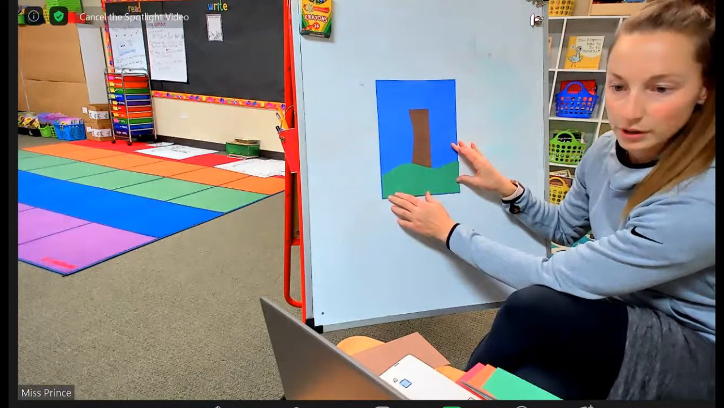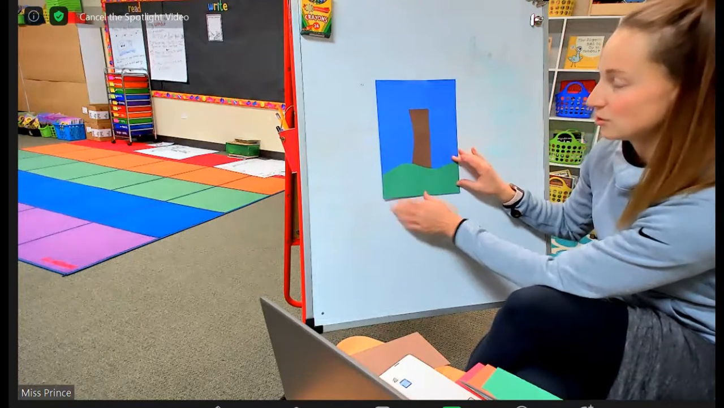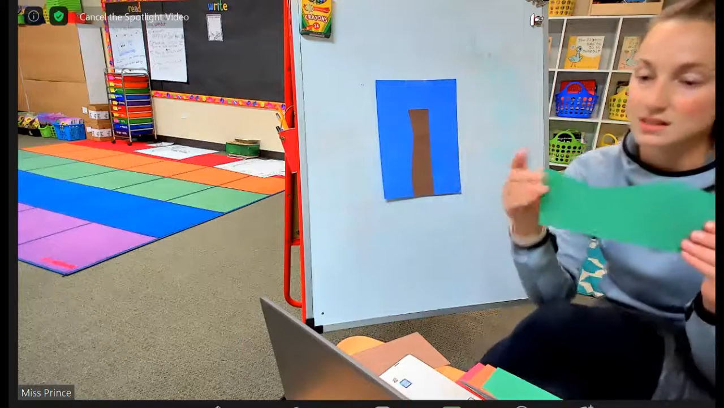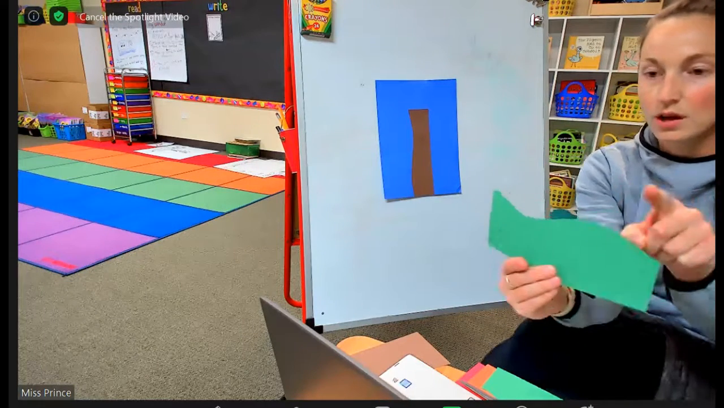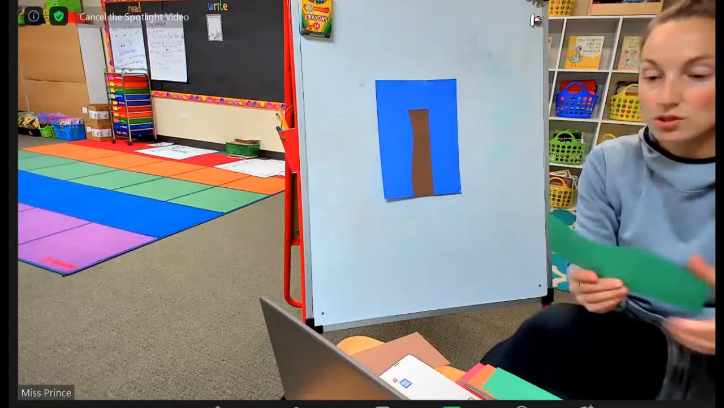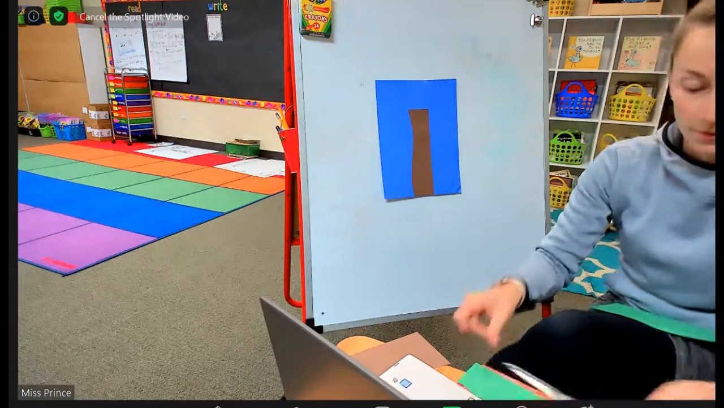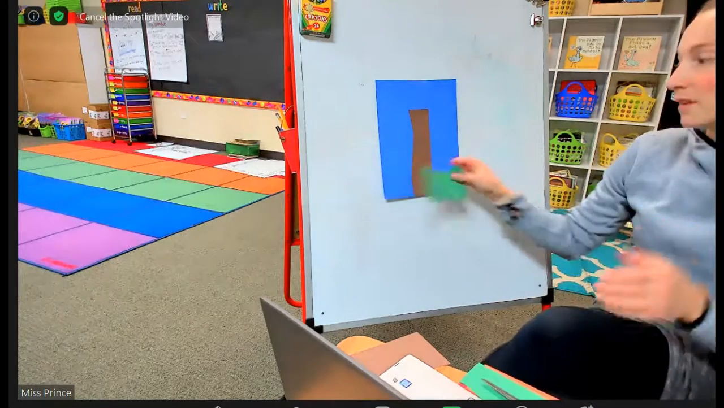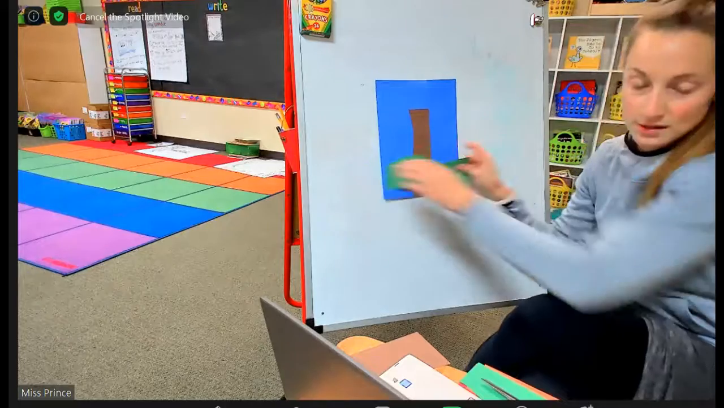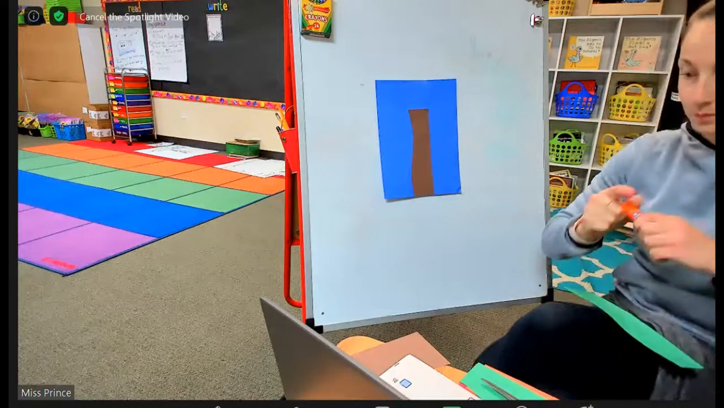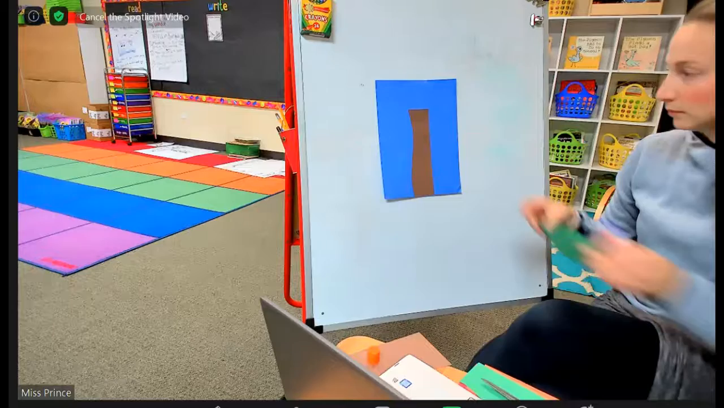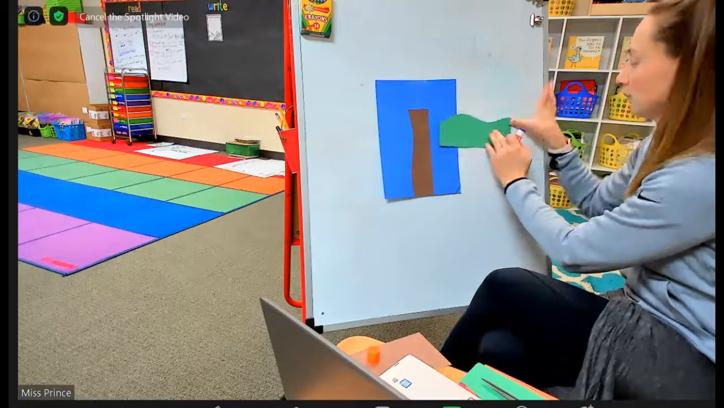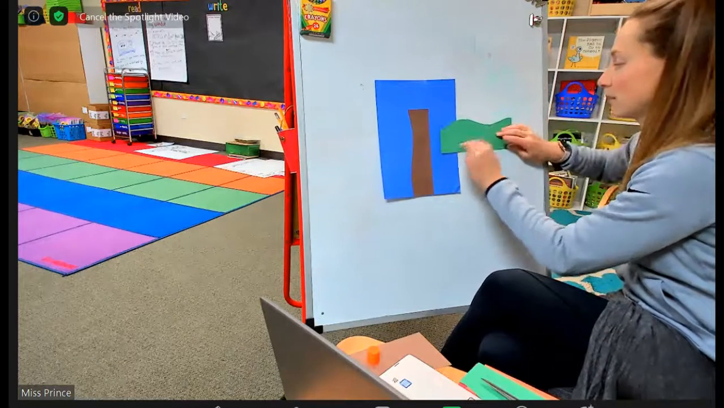So now we're going to glue the grass down. And just like the tree trunk, your grass doesn't have to look like this. Maybe you wanted to make it really spiky, you could do that too. If you wanted to make it wavy, or even if you just wanted to make it straight across, that's fine too. But you're going to take your glue and put your glue on your paper.